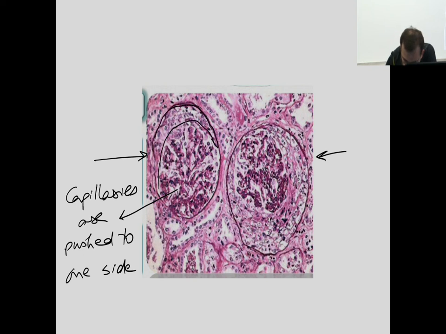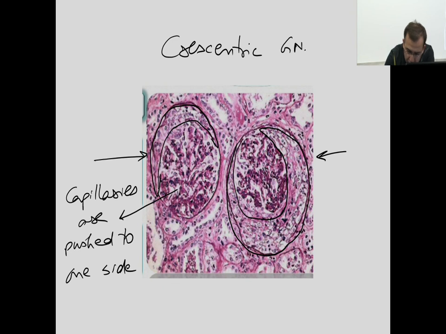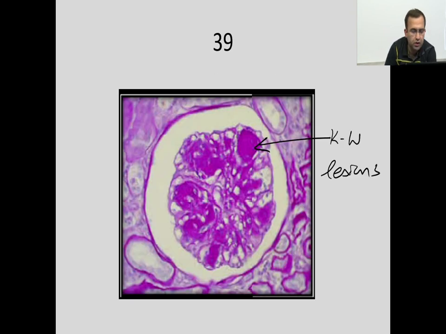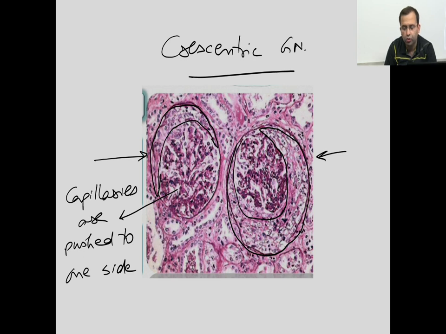See, have a look at this. This is the crescent which is forming. So it is a crescentic glomerulus. I hope you will not confuse this with KW lesions at all. The two look totally different from each other. So this is RPGN, rapidly progressive glomerulonephritis or crescentic glomerulonephritis.